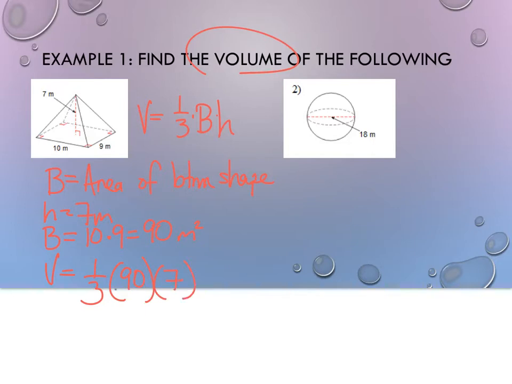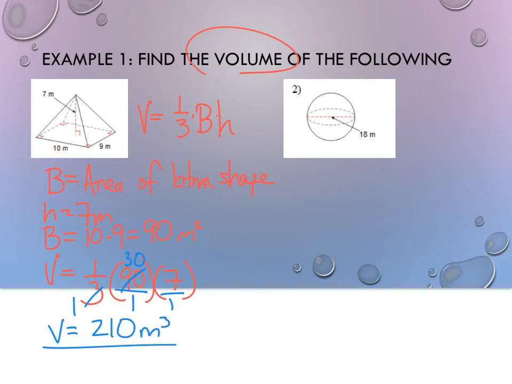I would definitely do some cross reducing. Make your life easier, and then you might not even need a calculator. The answer for me on the top comes from 30 times 7, which is 210, and 1 times 1 times 1 on the bottom. So 210, and it is volume, it is in cubic meters. And if you're not sure of why, it's because this was meters squared and this was meters to the first. Put them together, you have cubic meters.